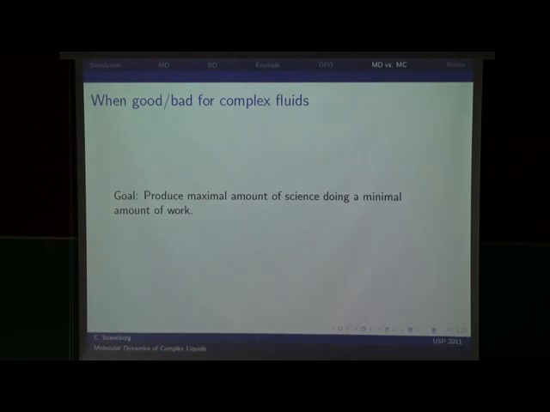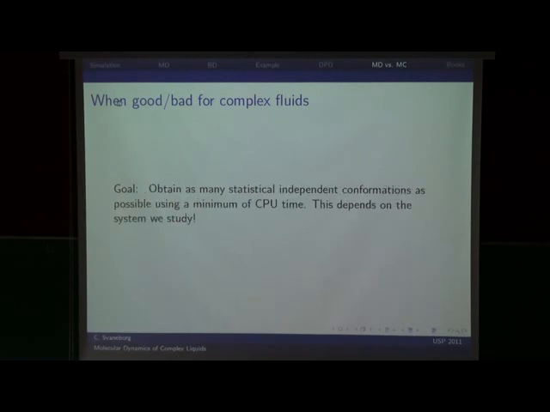But what do we want to do? The goal is to produce the maximum amount of science doing the minimum amount of work. This is always good. I mean, the more results we get and the less we have to work, the better it is. So what does this mean? It means that we need to obtain as many statistically independent configurations as possible using the least amount of CPU time available. Because then we can estimate these averages of observables with good statistical accuracy using the least amount of CPU time required. And there is no clear answer. It depends exactly on the system you study and the properties of that system.